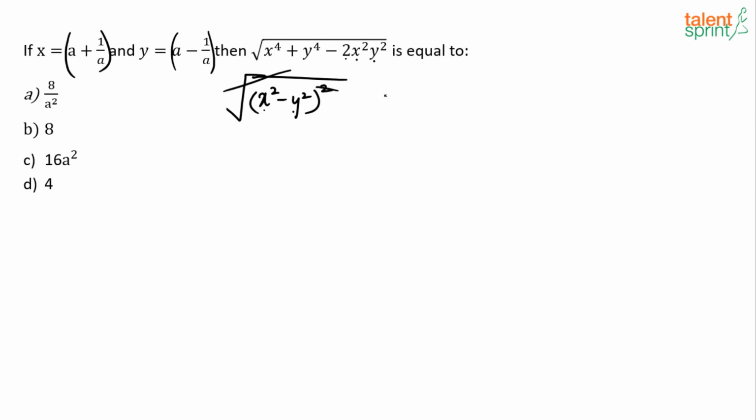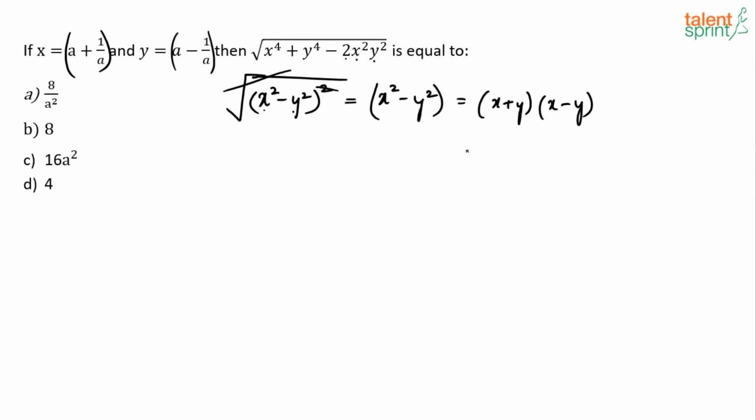Now this under root and square gets cancelled. So what we finally need to solve for is x square minus y square. Now x square minus y square can be further simplified as x plus y into x minus y. Yes. A plus b into a minus b is a square minus b square. Now why am I doing this? Because I think using this expansion will give you the answer much faster.